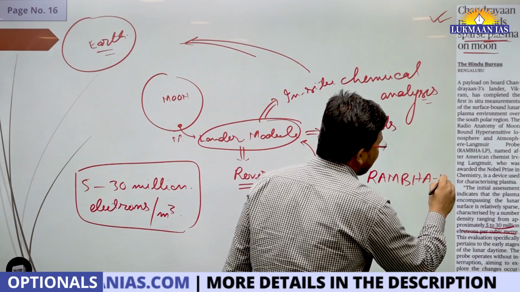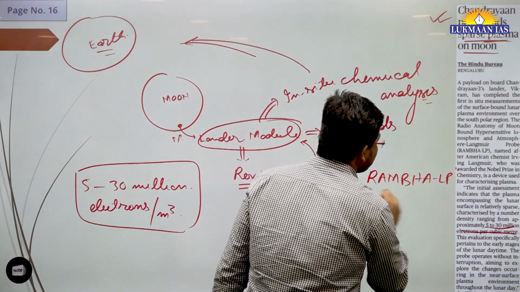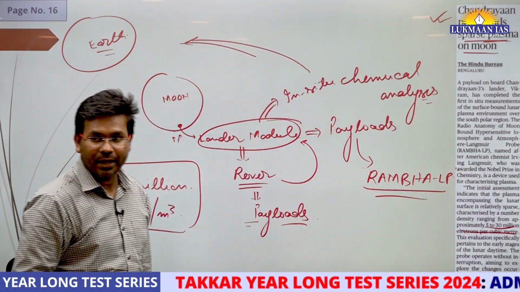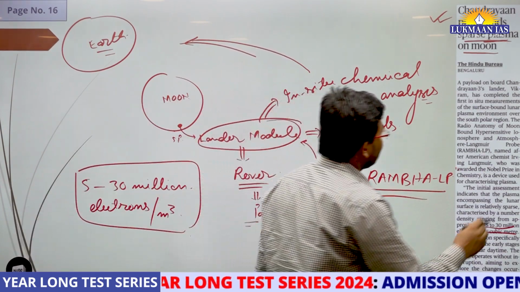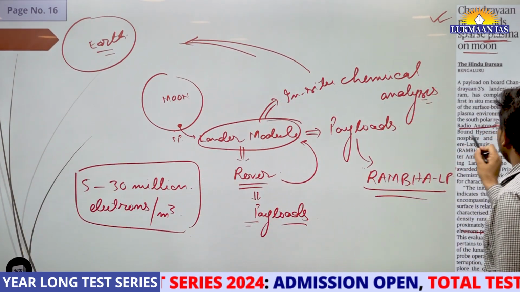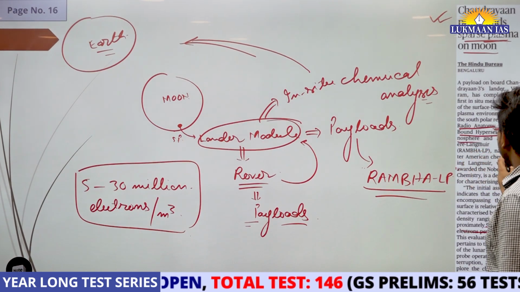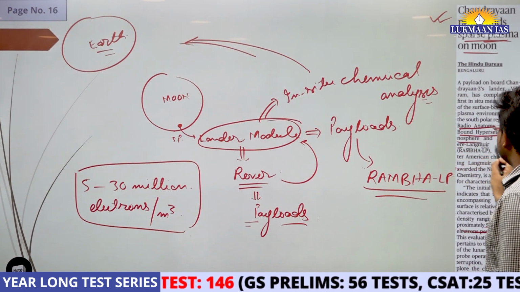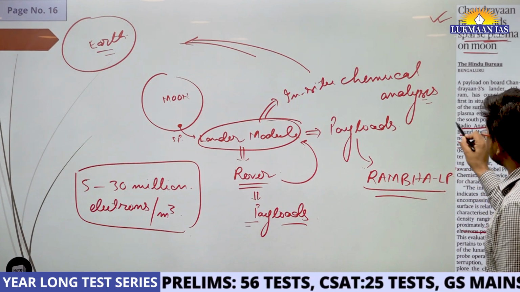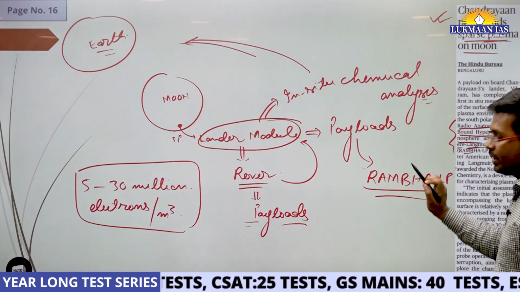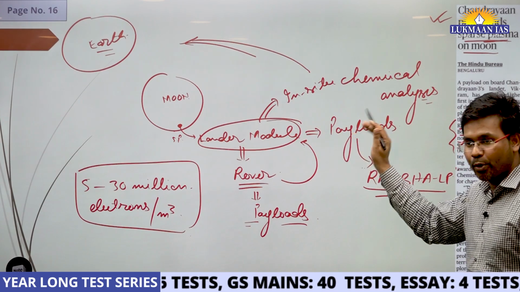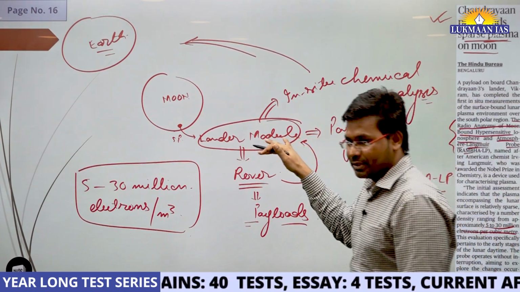RAMBHA, Rambha LP module. Okay, so what is the full form of this Rambha LP module? It is known as the Radio Anatomy of Moon Bound Hypersensitive Ionosphere and Atmosphere, this Langmuir Probe. Okay, so this is the full form of Rambha module. Rambha is a payload on the Chandrayaan 3 mission.